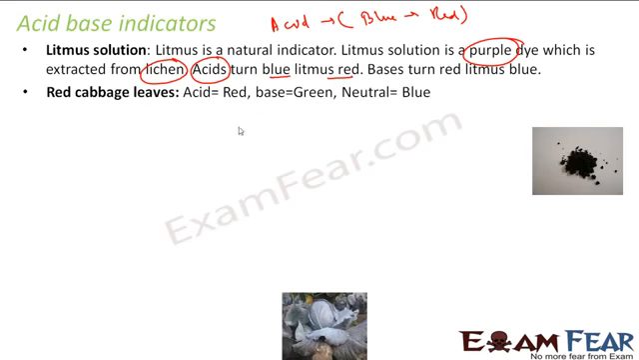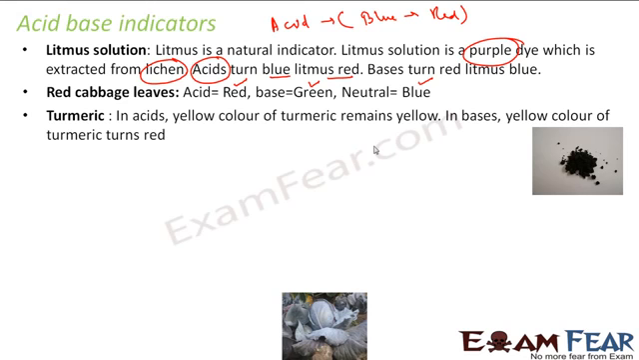The next indicator is the red cabbage leaves. When you put acid, this becomes red. When you put base on this, it becomes green. And when neutral, this is blue actually. So by default the color is blue, and when you put some acid, it becomes red. When you put some basic thing, it becomes green, and when you put some neutral substance, it stays blue.